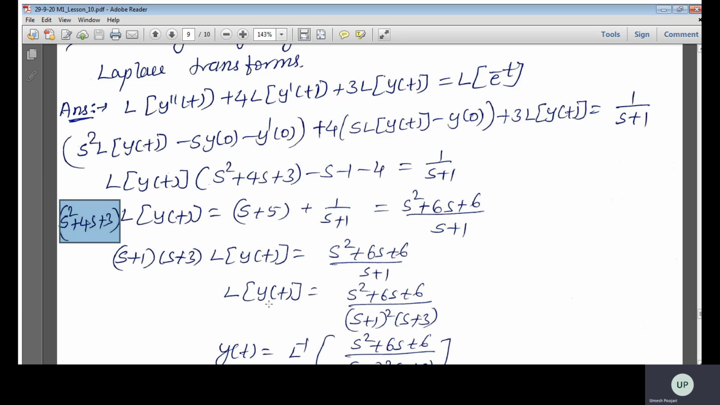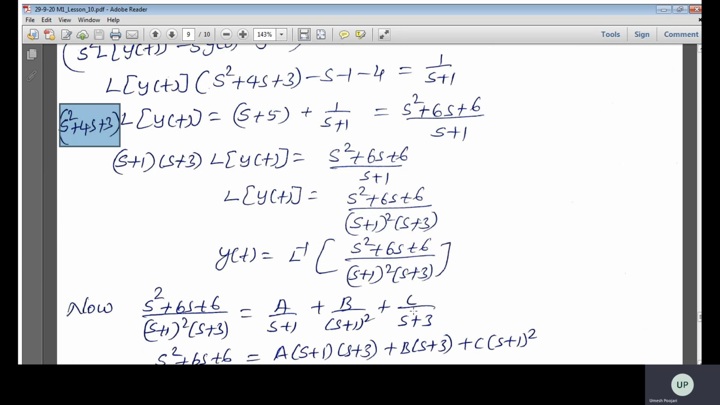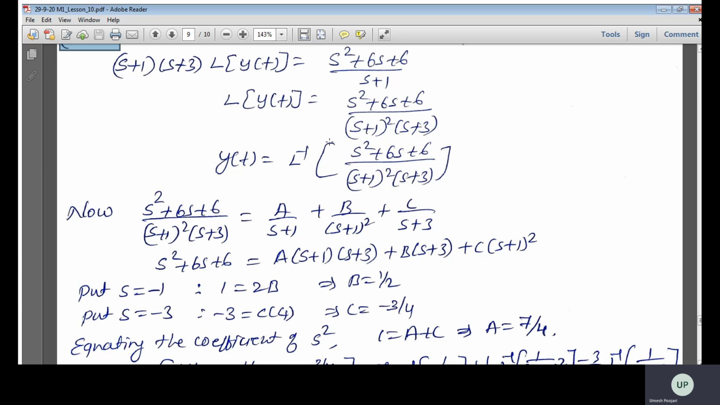Therefore L of y of t equals (s² + 6s + 6) divided by (s + 1)² times (s + 3). Therefore y of t will be L inverse of (s² + 6s + 6) divided by (s + 1)² times (s + 3). Now you can see here again the same case. Which type of term is present? In the denominator we have a product, (s + 1)² times (s + 3).